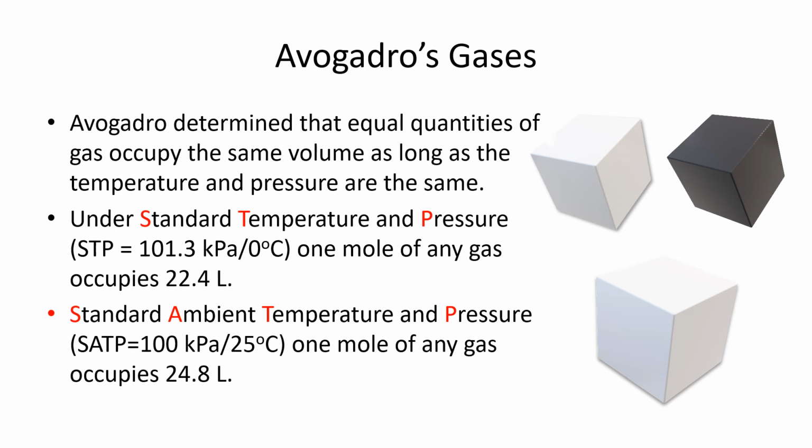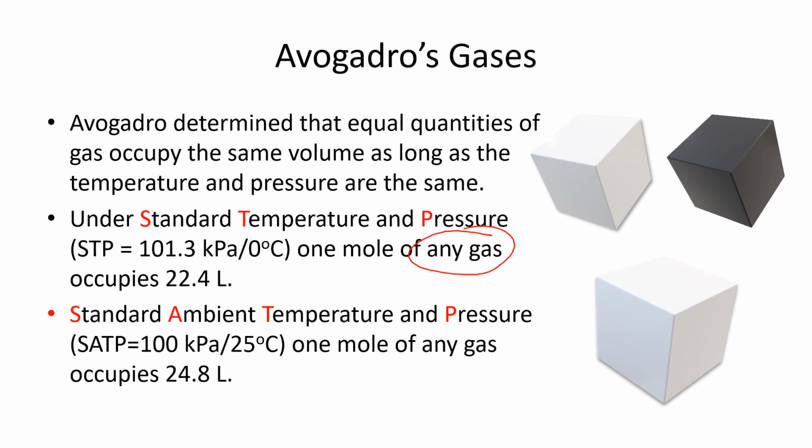Now you probably already know that if you have a balloon and you put it in the fridge or the freezer, it'll shrink, and if you put it somewhere warm, it's going to expand. But when the conditions are set, when they aren't changing, the volume of a set amount of gas will stay the same. And it doesn't matter what type of gas it is.